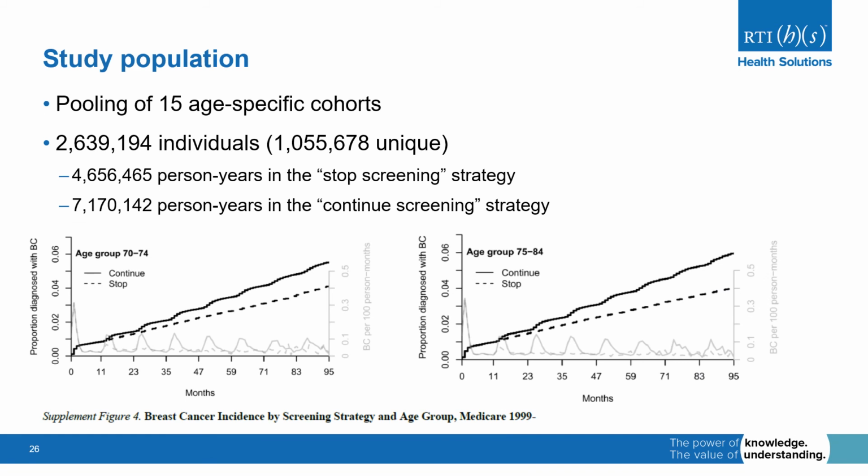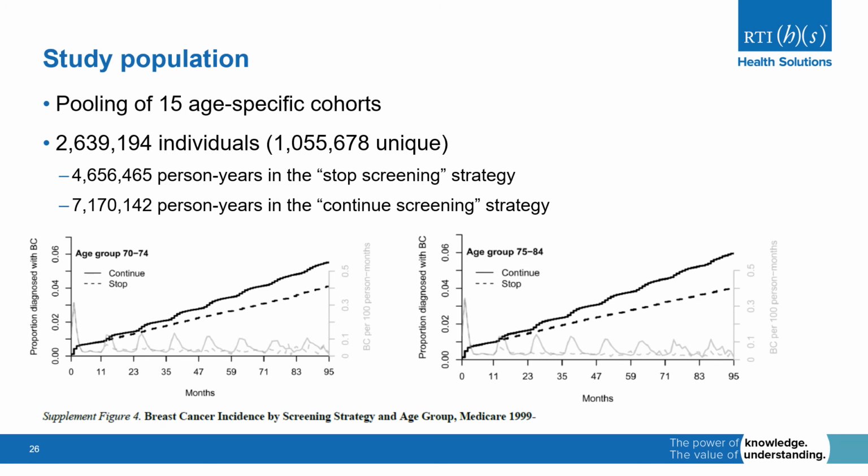Okay, so this is what we found. We had 15 age-specific cohorts that we pooled together. We have about 1 million unique individuals that, because they could contribute to several age-specific cohorts, we ended up having 2.6 million individuals. That contributed 4.6 million person years to the stop screening strategy and 7.2 million person years to the continue screening strategy.